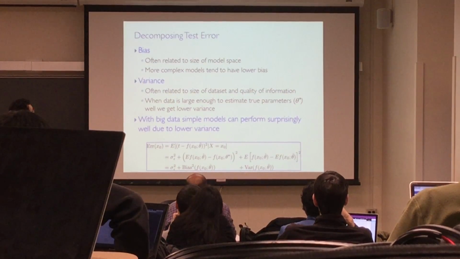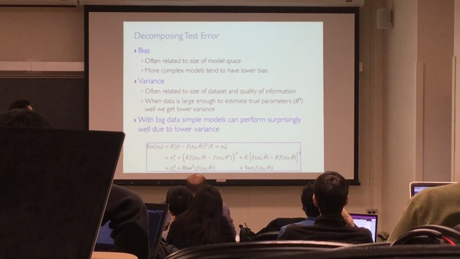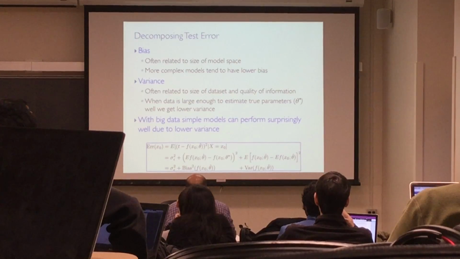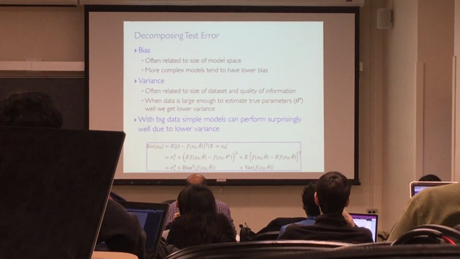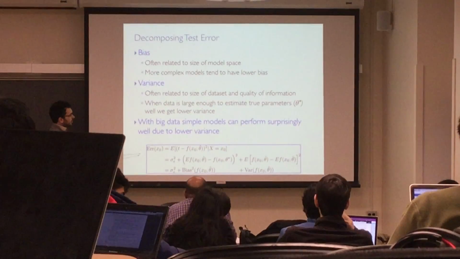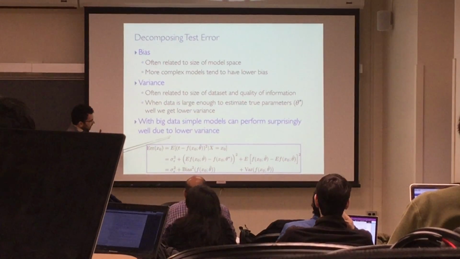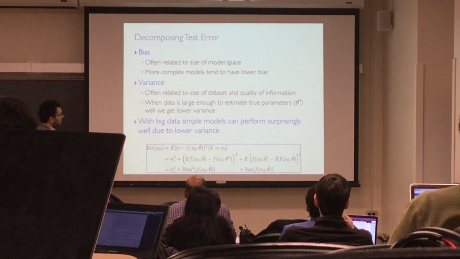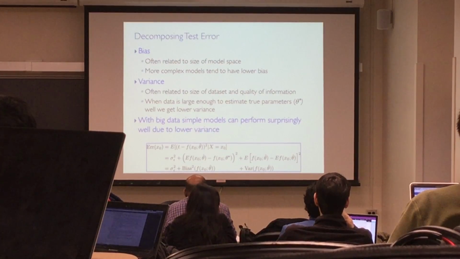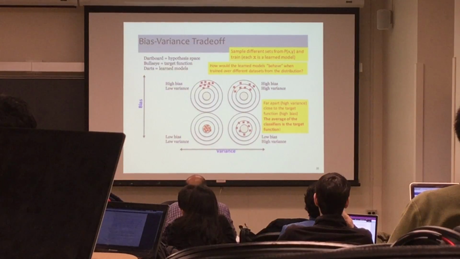Now, decomposing the test error here, we have this notion of the bias of the model and the variance. With a lot of data, simple models can perform surprisingly well due to the lower variance that they have. So here's an expression for the bias for a simple error and a simple model, just to show intuitively what the bias and the variance are.